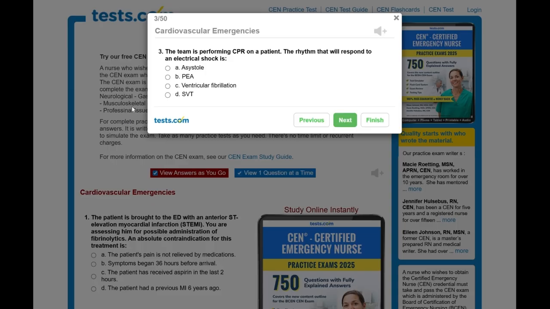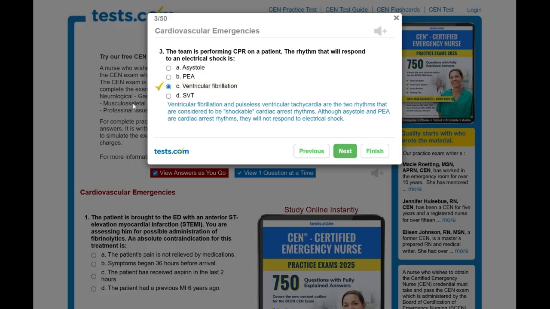Question 3. The team is performing CPR on a patient. The rhythm that will respond to an electrical shock is A. Asystole. B. PEA. C. Ventricular fibrillation. D. SVT.